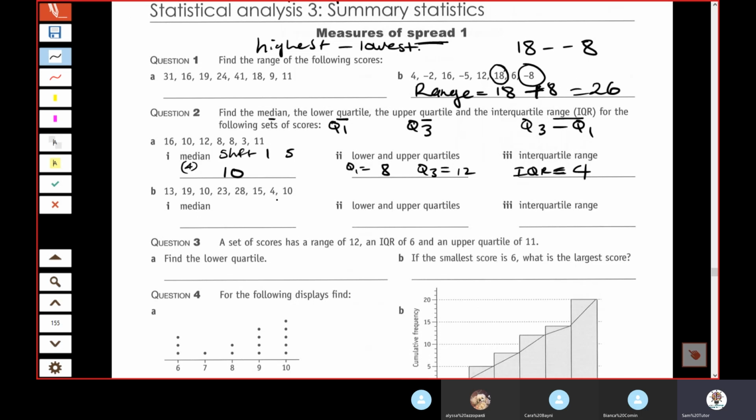To find your median, you know that we have to put them in order from smallest to largest. So 4, 10, 10, 13, 15, 19, 20, 23, 28. I know we get this, but I've just got to do it. Then 1, 2, 3, 4, 5, 6, 7, 8. So we're going to cross out these 3, and cross out these 3. You're left with 13 and 15. That means your median must be 14.